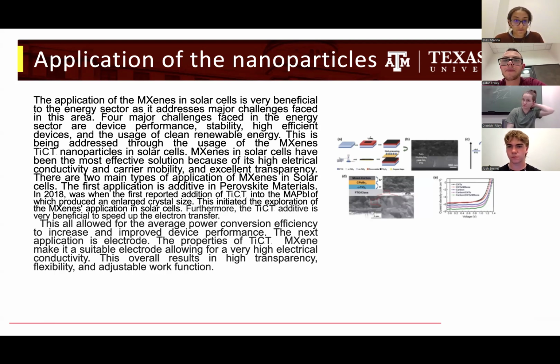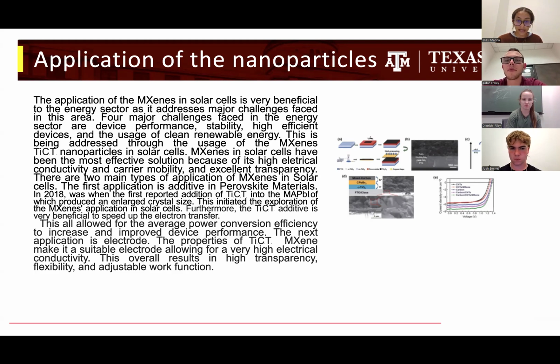MXene in solar cells has been the most effective solution because of its high electrical conductivity and carrier mobility, and excellent transparency. There are two main types of application of MXene in solar cells. The first application is additive in perovskite materials. In 2018 was when the first reported addition of Ti3C2Tx into the MAPbI3 occurred, which produced an enlarged crystal size.